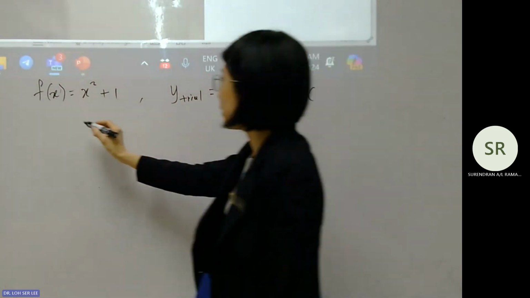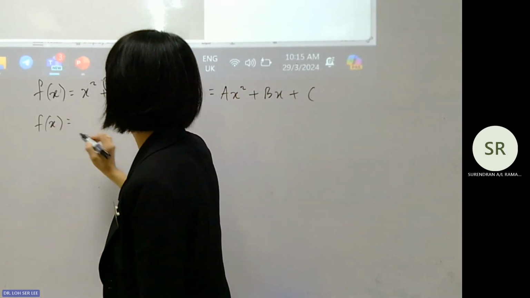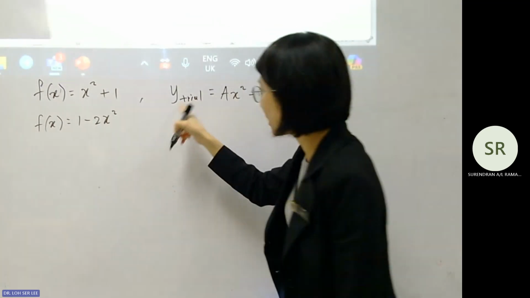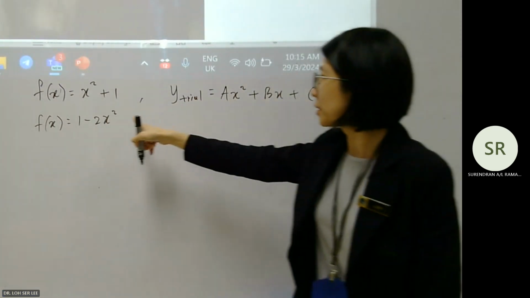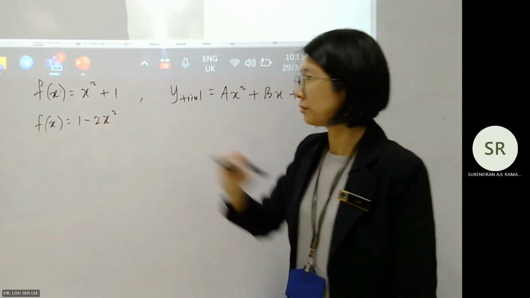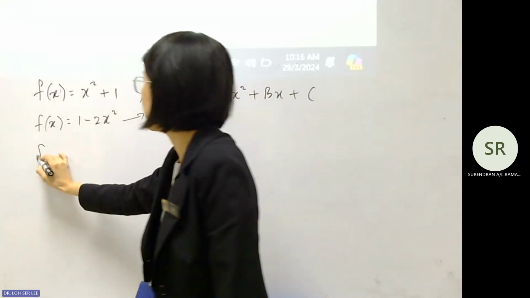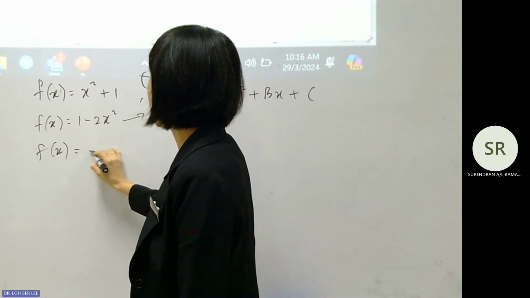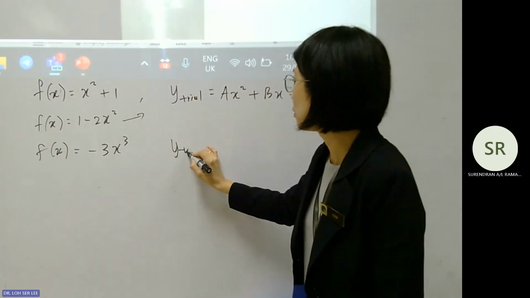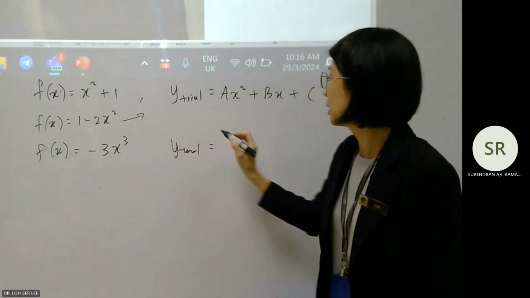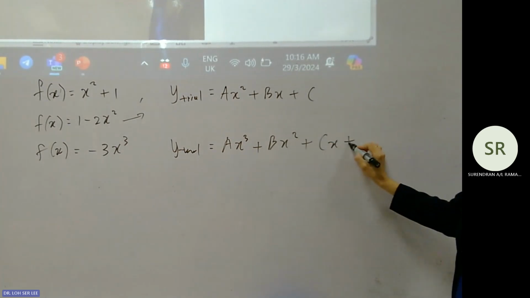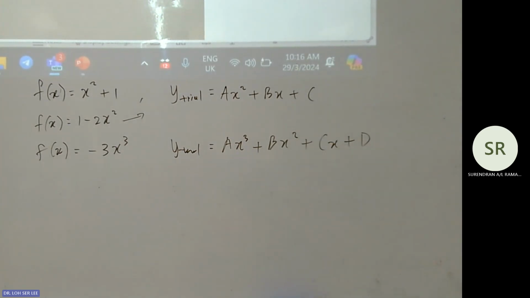So your f(x), no matter what your f(x) is, let's say I give you another one, 1 minus 2x squared. The y trial is also this one, because the degree is 2. If your f(x) is negative 3x to the power of 3, then your y trial will be ax cubed plus bx squared plus cx plus d, the general form.